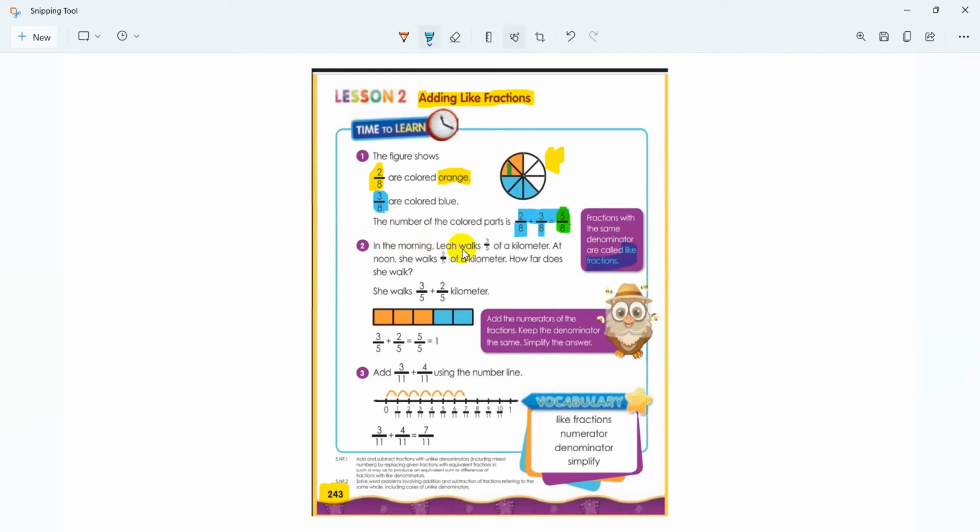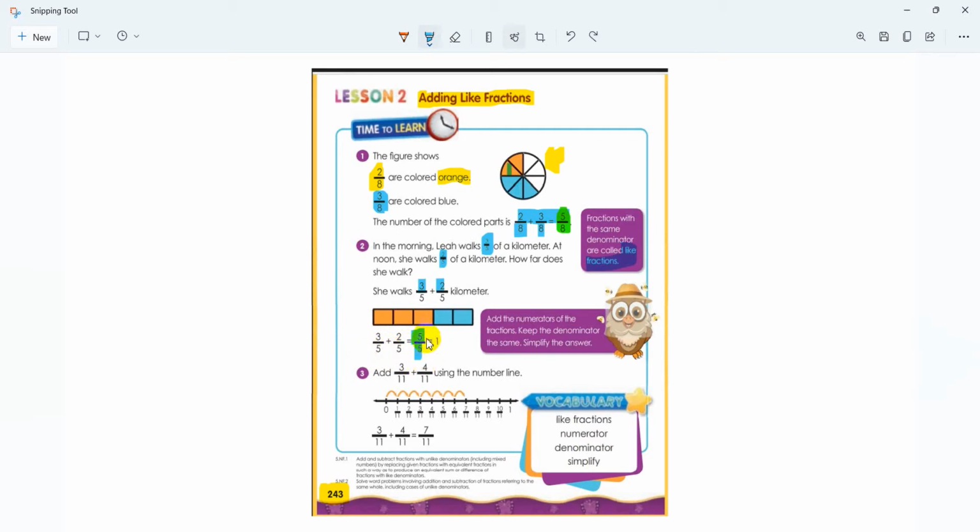Number 2. In the morning, Leah walks 3/5 of a kilometer. At noon, she walks 2/5 of a kilometer. How far does she walk? Of course, we add 3/5 plus 2/5. Look carefully, we add the 3 and 2 here: 3 plus 2 equals 5. And down we don't add the denominator. We write the same 5. We don't add the 5 and 5, we just write 5.